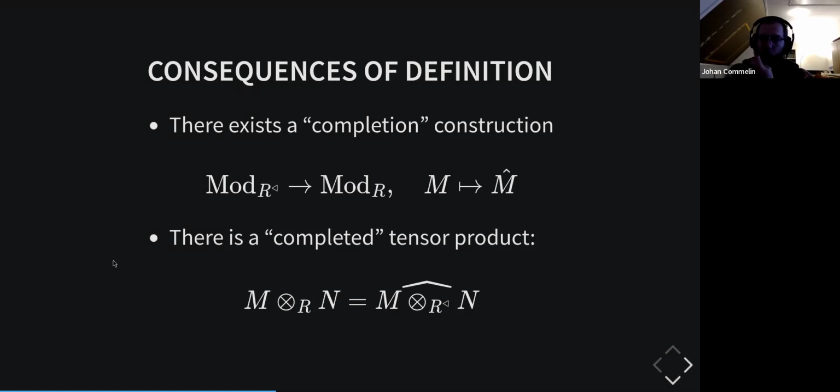And this means that we can also define a completed tensor product. So whenever you have two modules, you can just tensor them over R triangle and then pass through this completion functor. And so that gives you the tensor product over the analytic ring R.